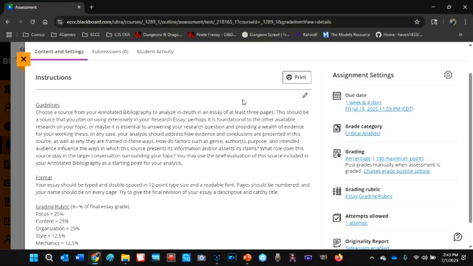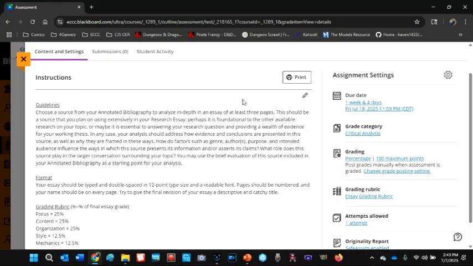This should be a source that you plan on using extensively in your research essay, not something you're just going to pull one quote from, something you're actually going to use. So this should be a source you plan on using extensively. Perhaps it's foundational to the other areas of research on your topic, or maybe it's essential to answering your research question and providing examples, some evidence.